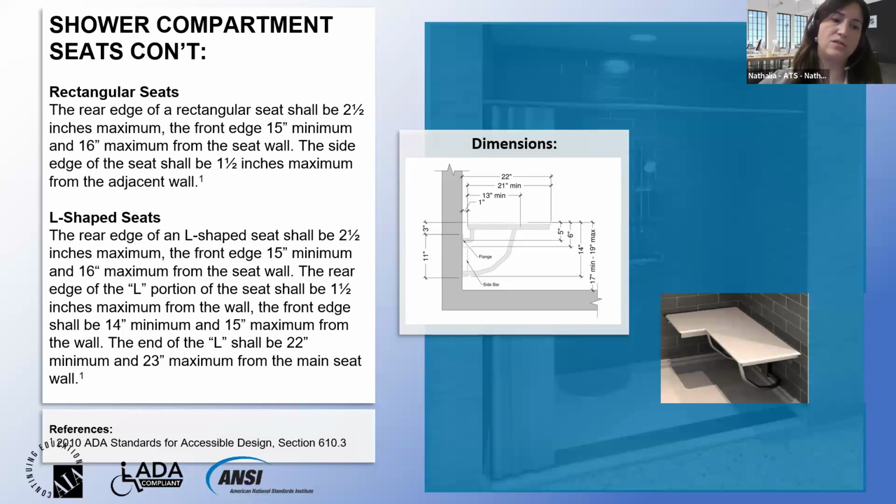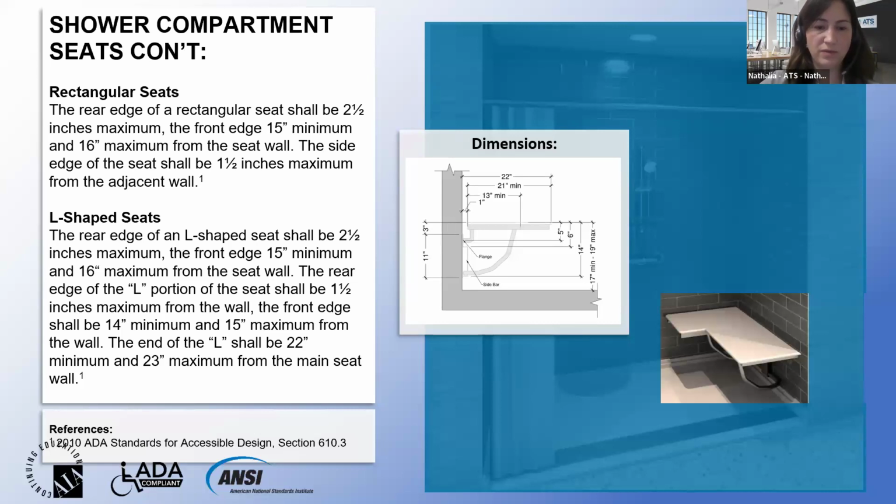For the L-shaped seat, the rear edge shall be 2.5 inches maximum. Again, the front edge 15 inches minimum and 16 inches maximum from the seat wall. And then there's the added portion because of the L shape. The rear edge of the L should be 1.5 inches maximum from the wall. The front edge should be 14 inches minimum and 15 inches maximum. And the L shall be 23 inches maximum from the main seat wall.